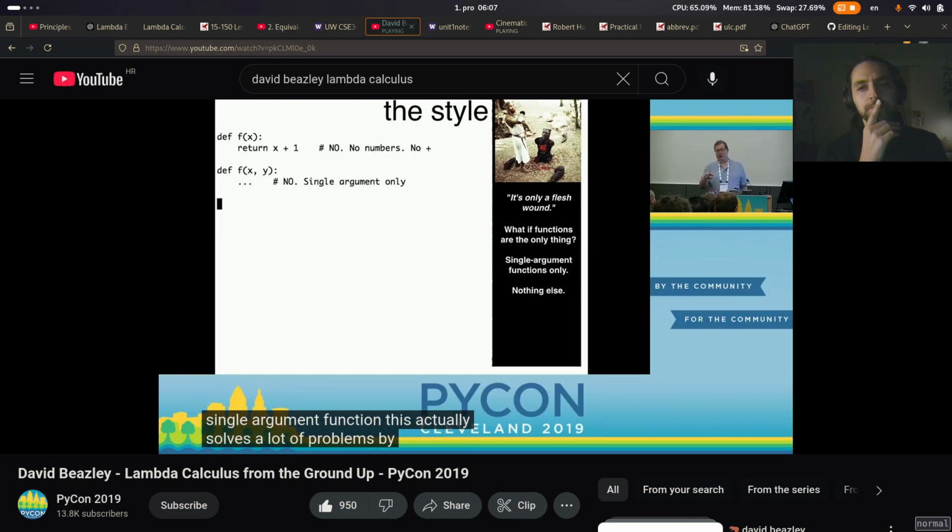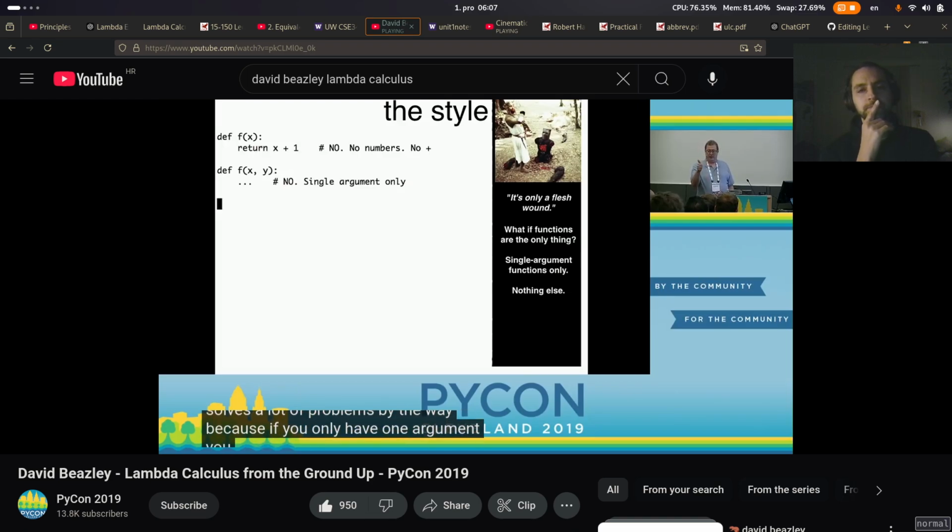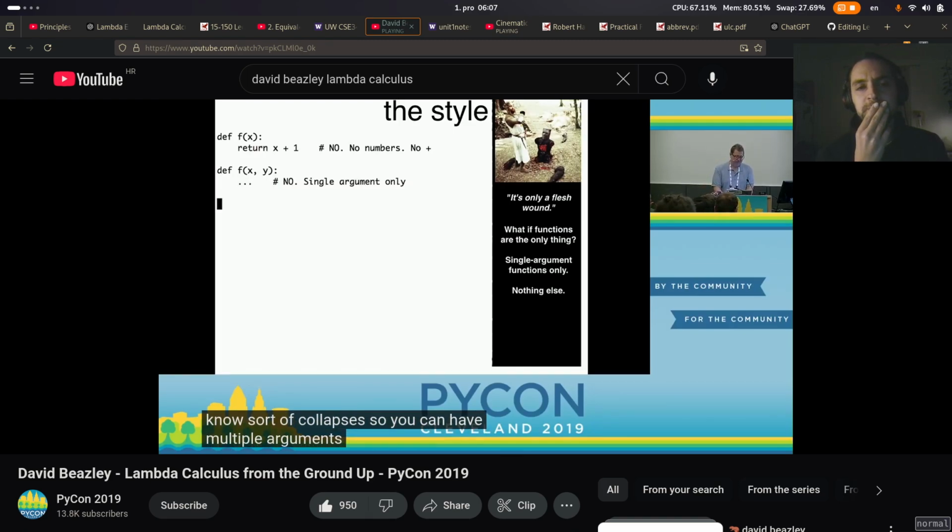This actually solves a lot of problems, by the way, because if you only have one argument, you don't need defaults or keywords or positional only arguments or anything. If you're following that debate, it sort of collapses. So you can't have multiple arguments. You could do something like that, but it's hard to decide whether that's very useful. It's sort of under-specified.